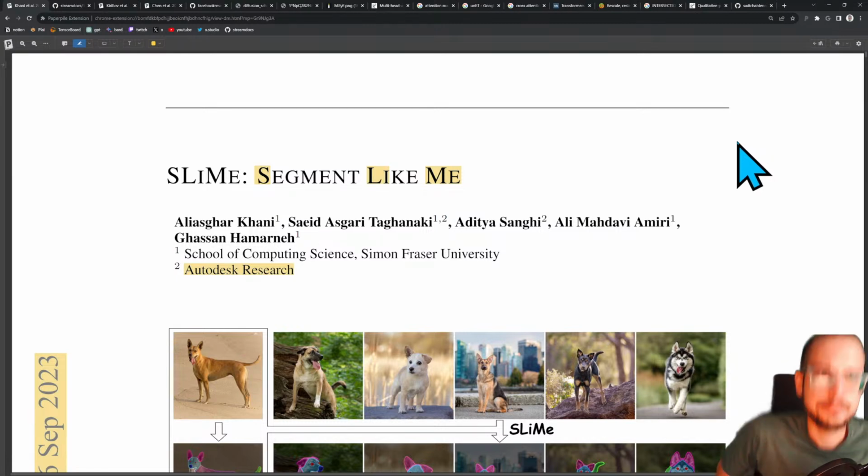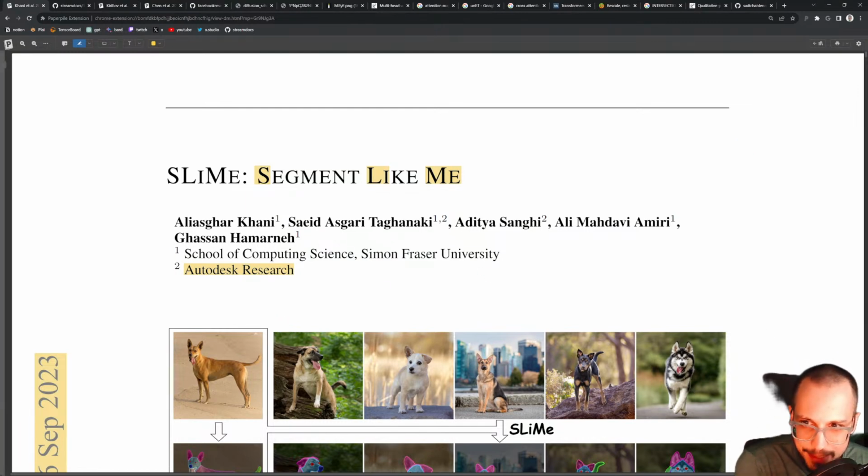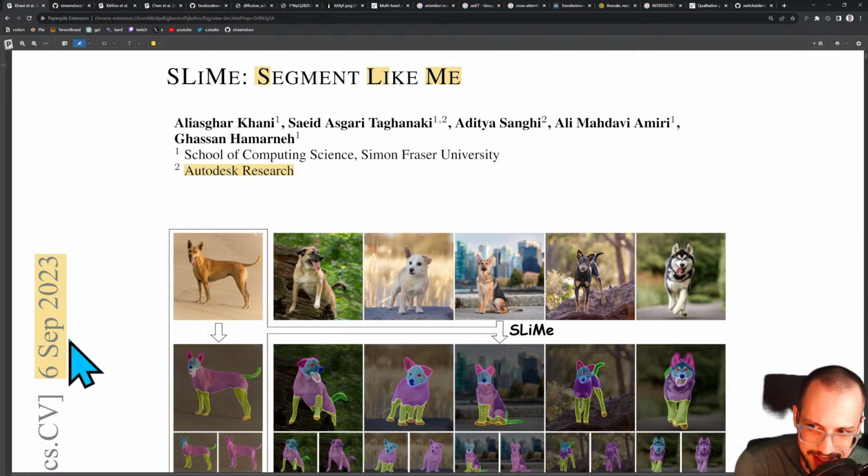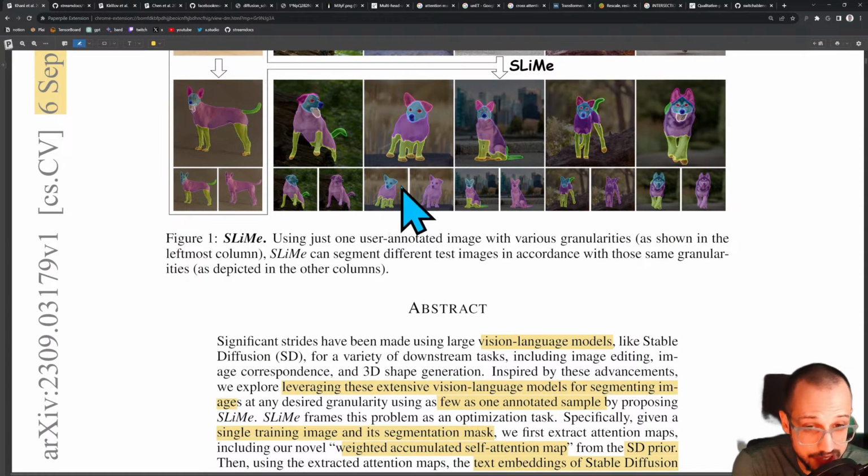All right. So today we read the paper SLiME. This is a paper coming out of Autodesk Research, which does a bunch of computer-aided drafting, kind of like engineering tools. I guess they have a research group, and Simon Fraser University. This comes in 6 September 2023, so really recent paper.